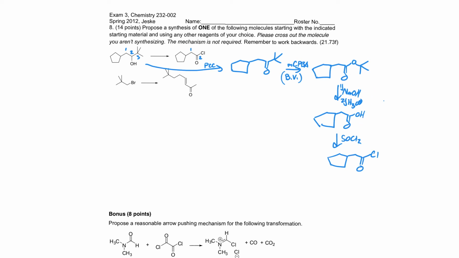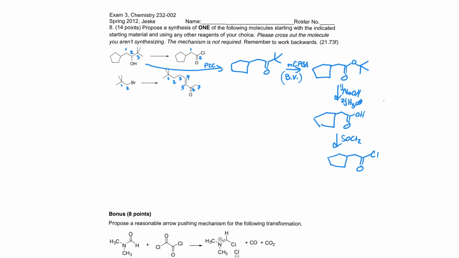Let's look at the next molecule. I'm going to number some carbons here. I'm not going to bother with the methyls, but if I number, you see that I need to make a bond between carbons 2 and 3, and I need to add 1, 2, 3, 4, 5 carbons to my molecule.